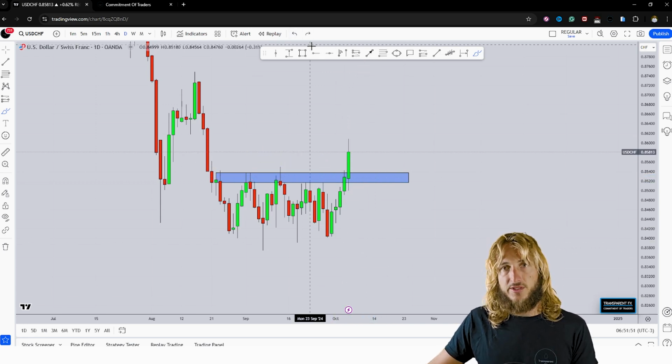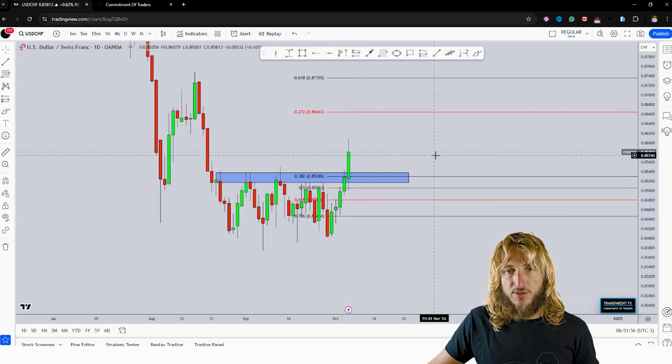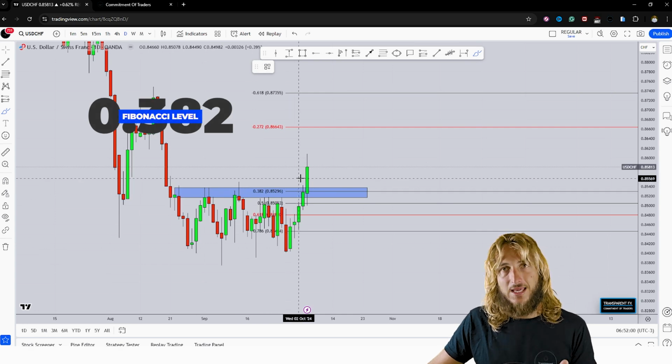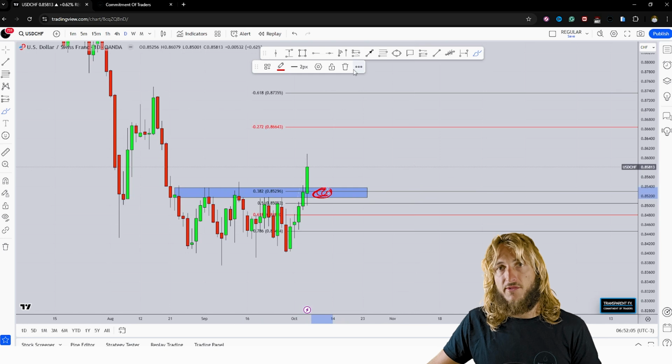Now, in the case of an impulse, if we want to measure the correction, we have to take our Fibonacci from the low to the high of the impulse leg, which shows us how we have the 0.32 of the Fibonacci taken on the impulse leg, lining up exactly this zone, which is also the previous high.